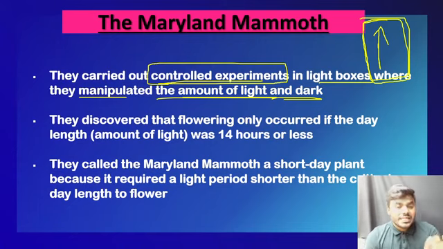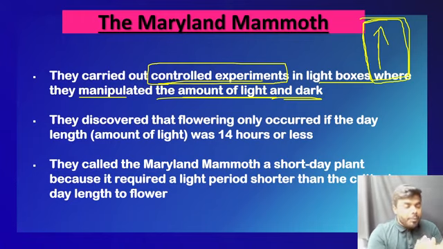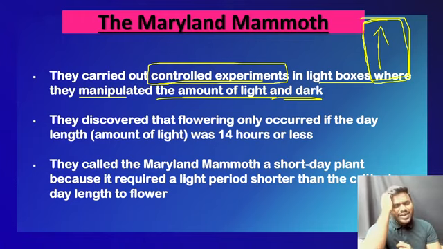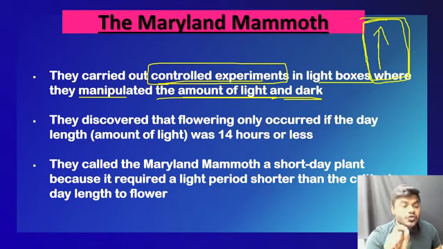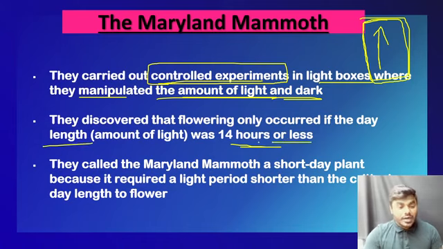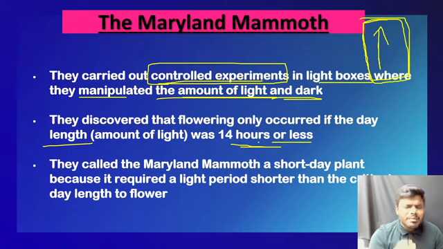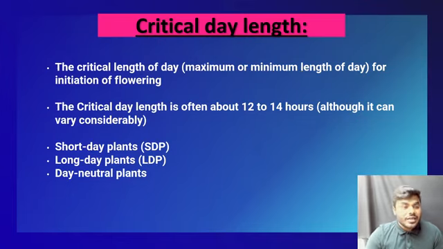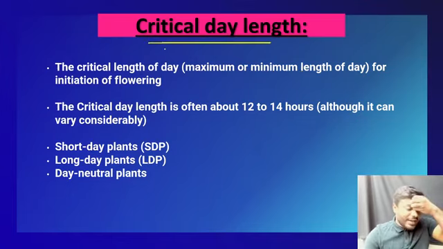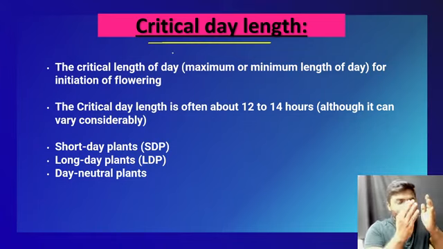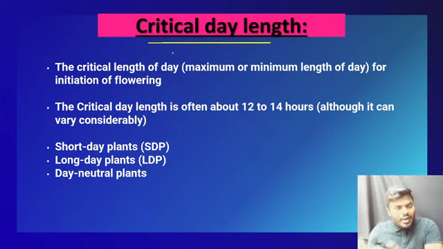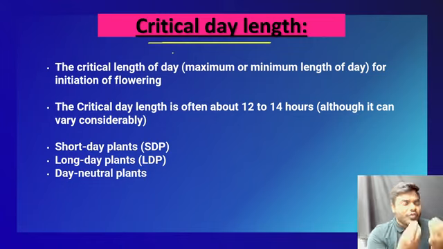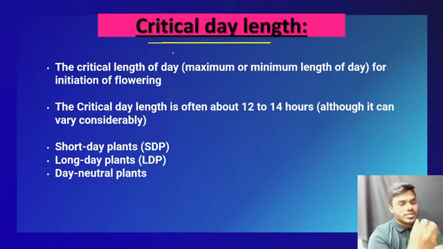Now finally, friends, they understood, every student listen to my words carefully, if the plant wants to flower, minimum they require a day length of 14 hours or less. 14 hours or less is the minimum amount of daylight that is required for the plant to flower. So that is what we call the critical day length. Everyone try to understand the definition of the critical day length. Critical day length means how much maximum or minimum light is required for the plant to initiate the process of flowering.